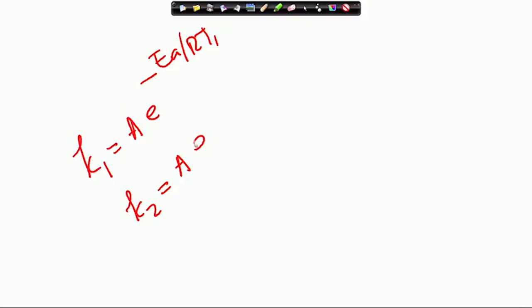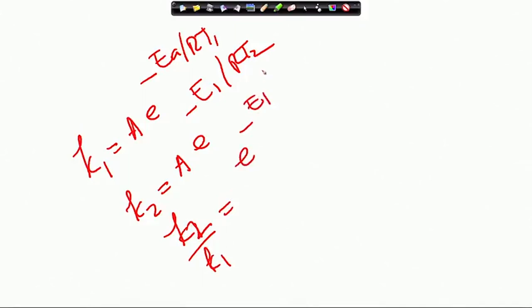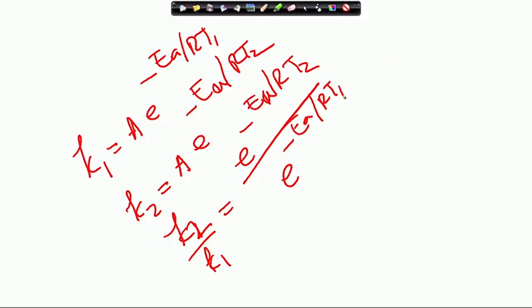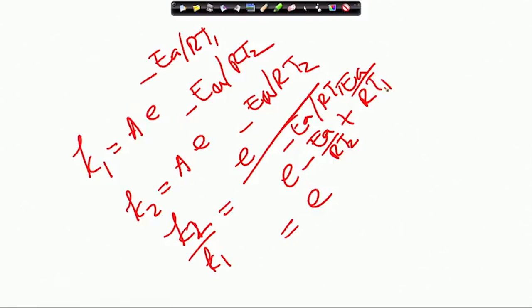If you consider k1 equal to A e to the power minus Ea by RT1, let us assume this is the T1 temperature, and k2 equal to A e to the power minus Ea by RT2, this is T2, am I right? Now, if you divide k2 by k1, then I can write e to the power minus Ea by RT2 by e to the power minus Ea by RT1. So this is equal to e to the power minus Ea by RT2 plus Ea by RT1, am I right? Then you can take it upward.